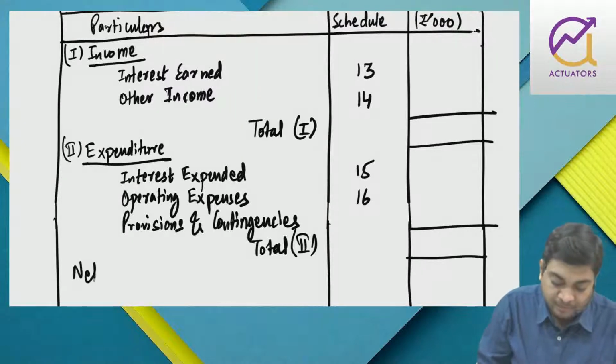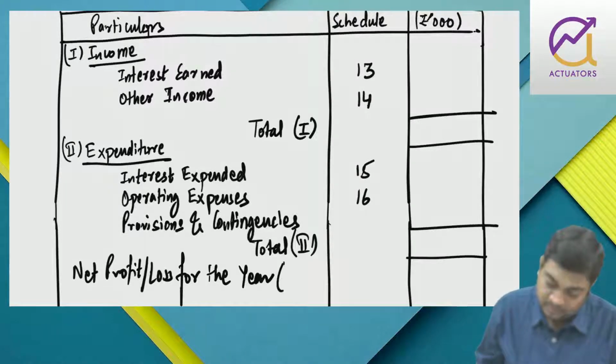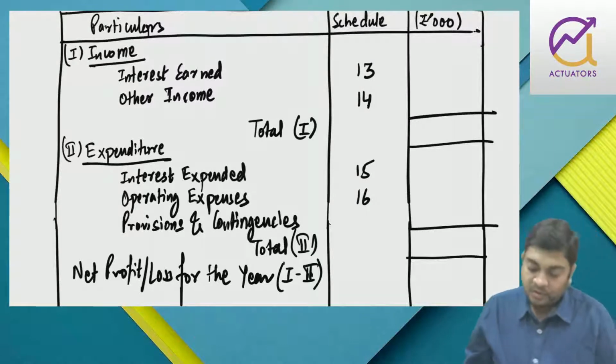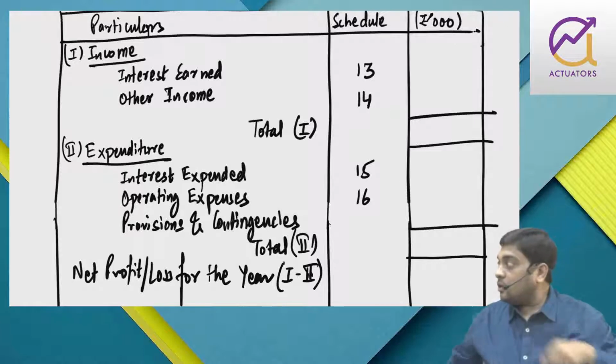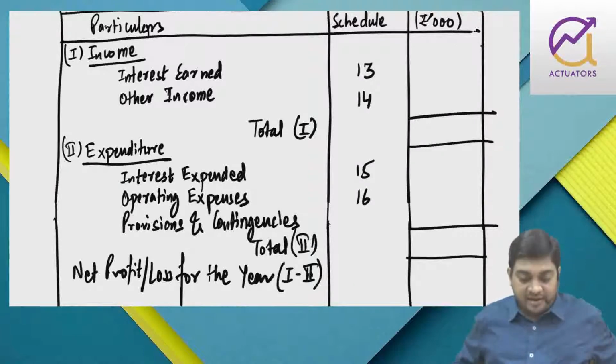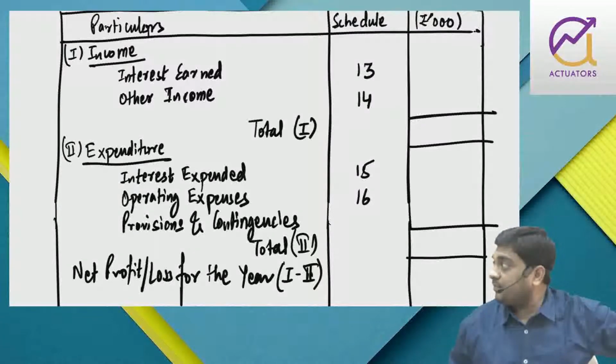Then we have net profit or loss for the year. One minus two, right? So this is the PL we have drafted, right? I guess this is absolutely fine with all of you.